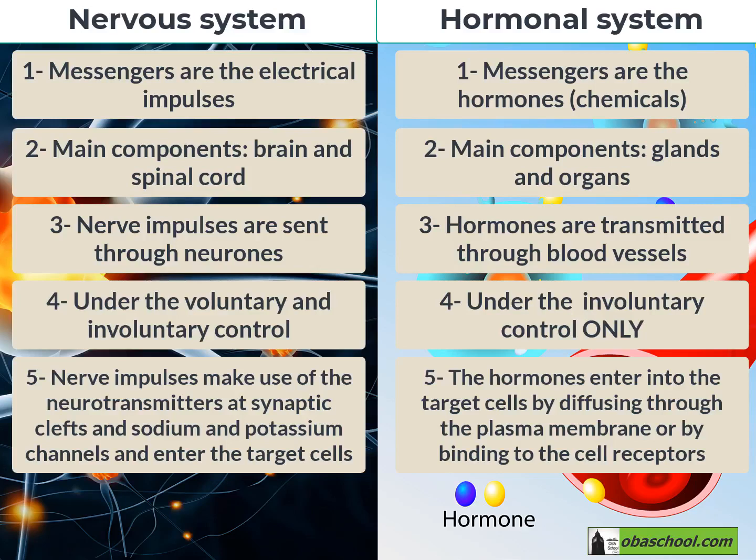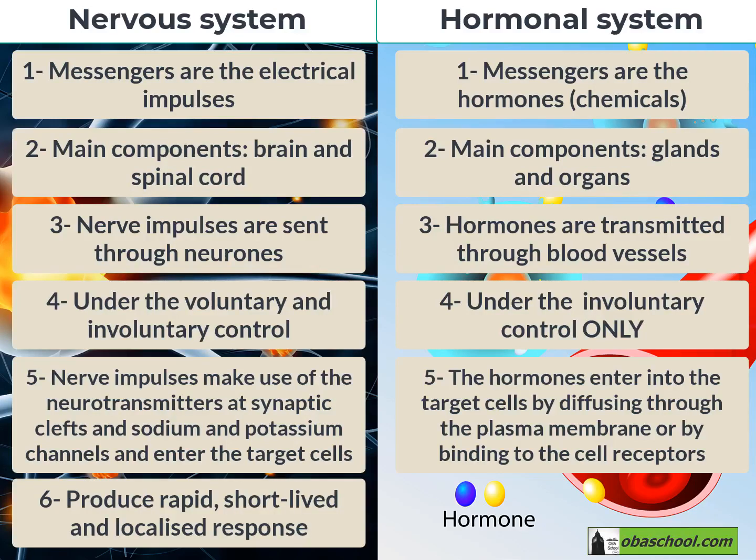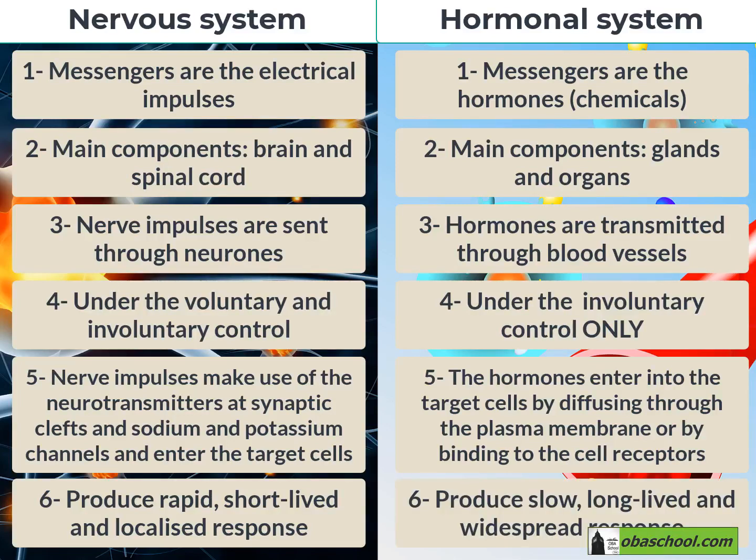And the final difference is that the nervous system will produce a rapid, short-lived, and localized response, while the hormonal system will produce a slow, long-lived, and widespread response.